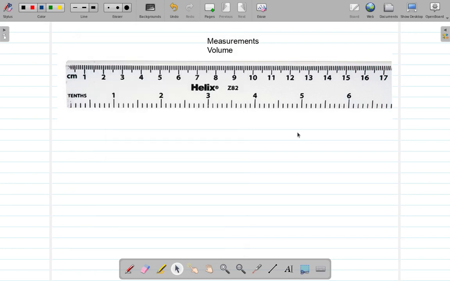Let us look at volume as we continue the topic of measurements. But before we do that, let's just review what we were looking at before. I have this ruler here. The inches section, normally you would find inches divided into half, then quarter, then 1/8, and so on. The inches on this ruler are measured in tenths for some reason.